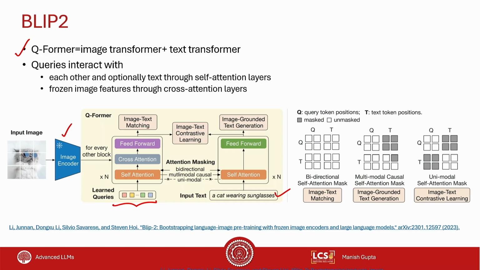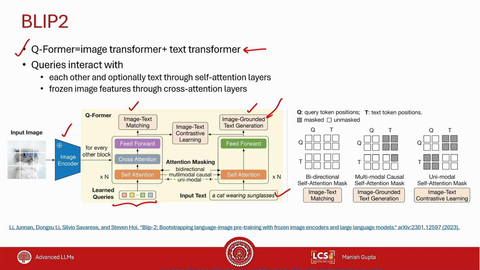Now it's doing some fancy stuff here, and therefore let's talk about it. Q-former internally is basically an image transformer and a text transformer. So there is a tower which basically processes images, which is this tower, and there's a tower which processes text. These towers are just transformer encoder layers.